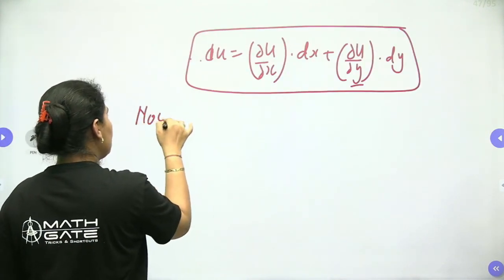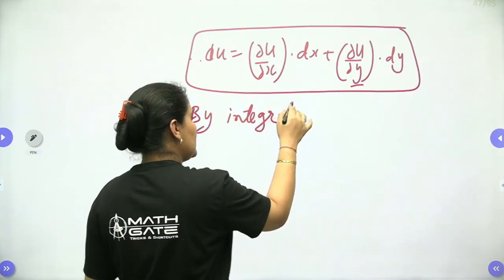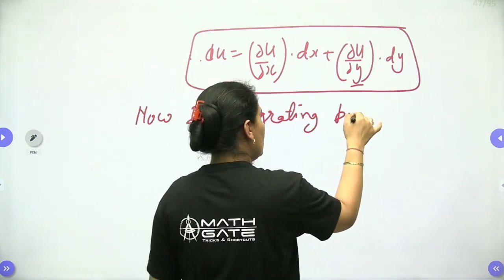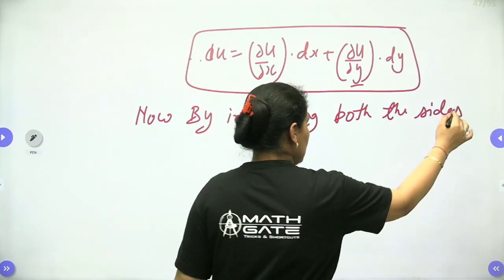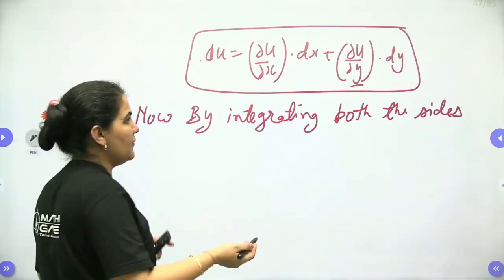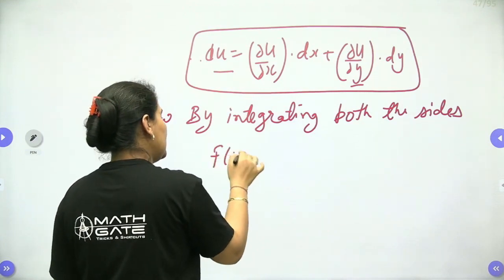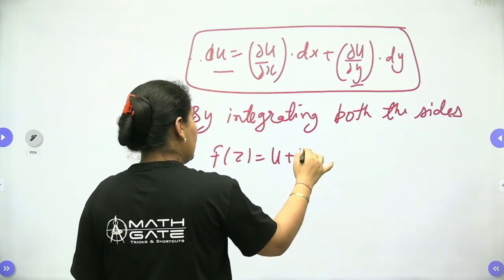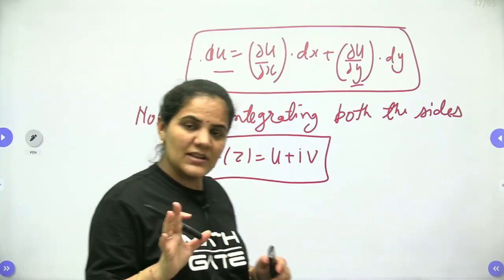Now by integrating both the sides, we will get the required function, right? We can find the u, we can find the v, and after that we can construct the function f(z) = u + iv. Okay, clear? So it's a simple thing to approach.